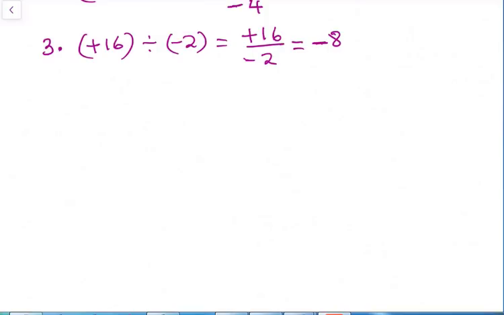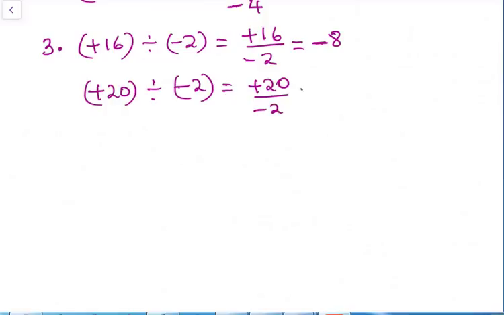So we also go to the next one, where we have plus 20 divided by minus 2. So we have our plus 20 over minus 2. Plus dividing minus will give us minus, and 2 will go in 20 10 times. 10 times 2 will give us a plus 20. And we can check it out by verifying, but that will be another time.